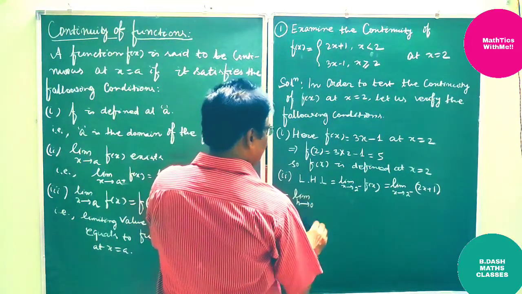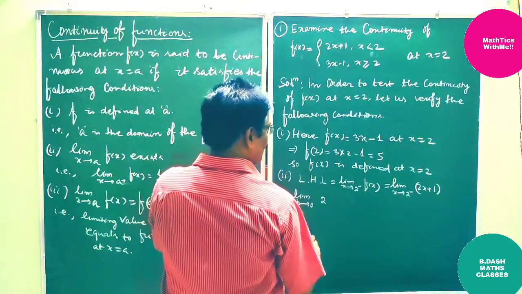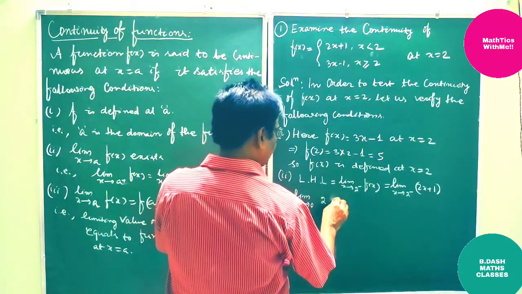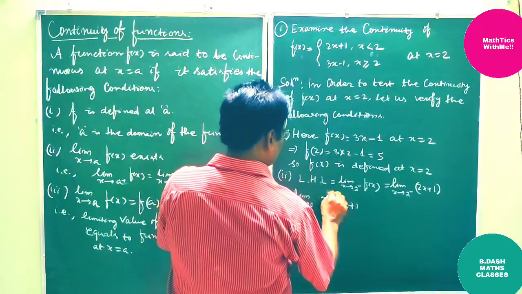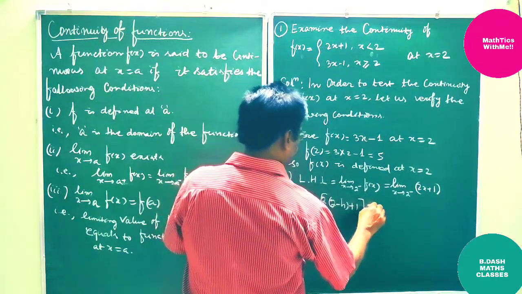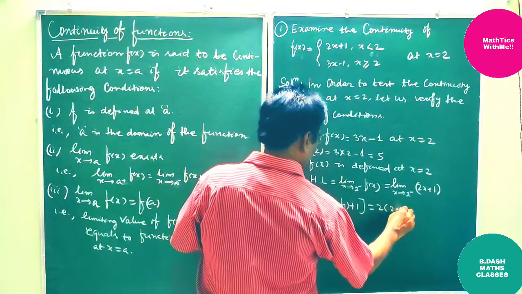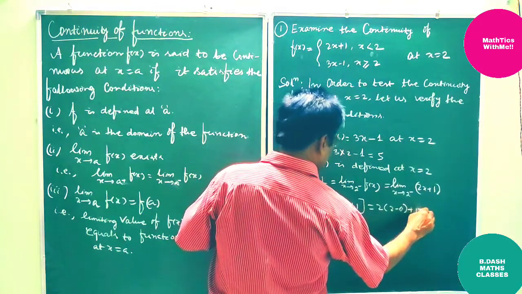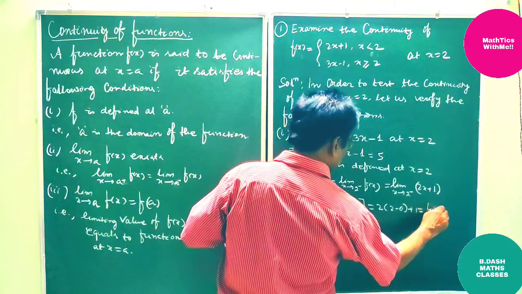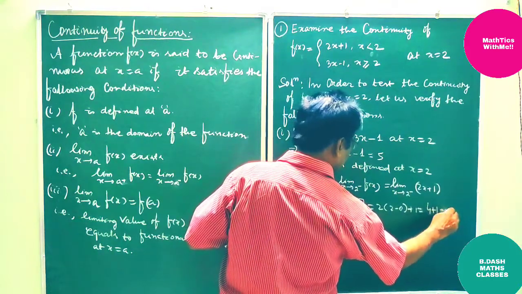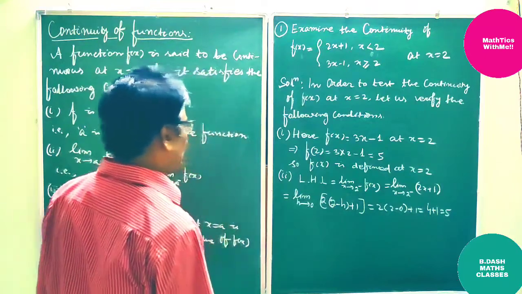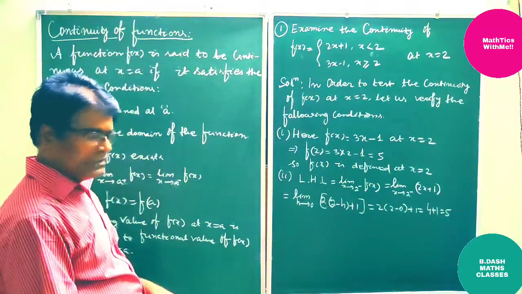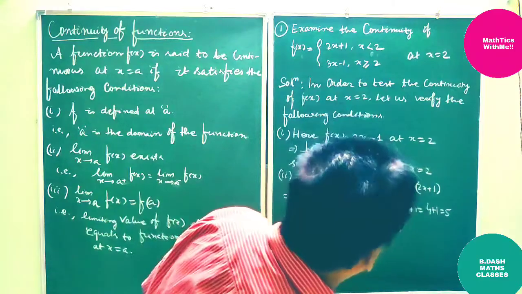So this is equal to the limit as h tends to 0 of 2 into 2 minus h, plus 1. So this is equal to 2 into 2 minus 0 plus 1, which is equal to 4 plus 1, equal to 5. So the left hand limit we are getting is equal to 5.